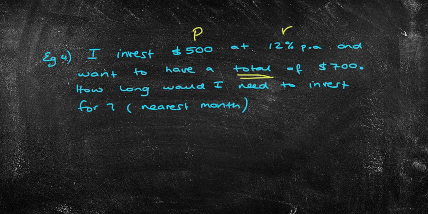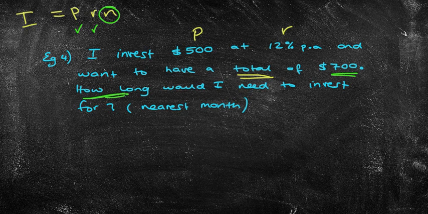All right, so if I think about my I equals PRN, this is slightly more complex because obviously I have my P and I have my R. I don't have my N, and it does say how long, so that's the one I'm finding. So they must have the I there, but I can't see the interest earned. However, we do see that extra amount of $700. Now that's the total amount.